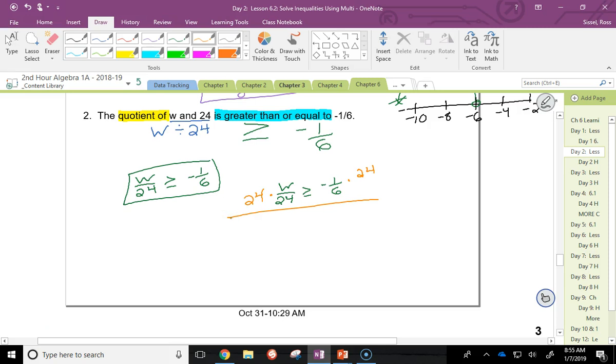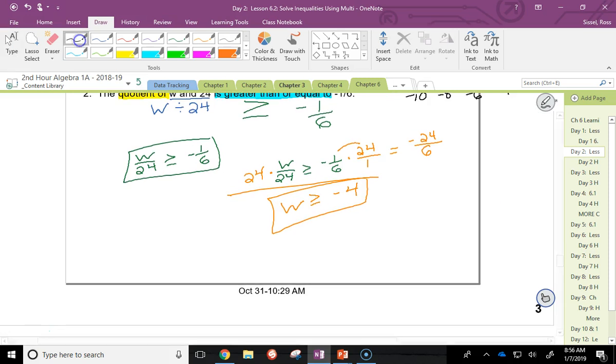And what will become my answer? Devlin? W is greater than or equal to negative 4. Negative what? 4. Oh, negative 4? I think you said 24. Good. Negative 1/6 times 24. Negative 1 times 24 is negative 24. 6 times 1 is 6. That would simplify to negative 4. There's our answer.